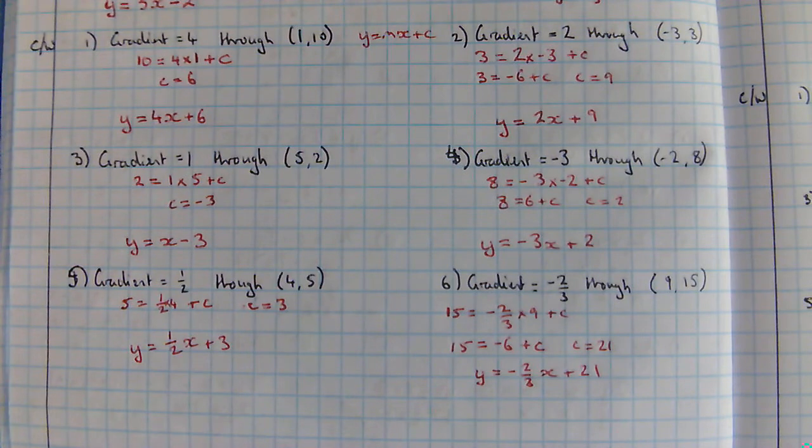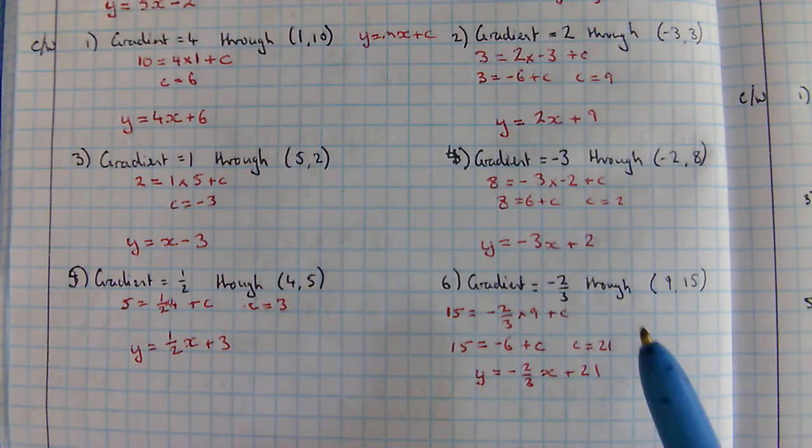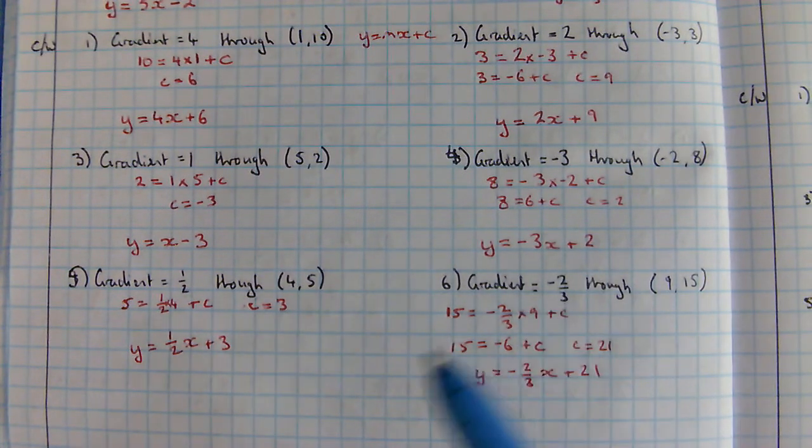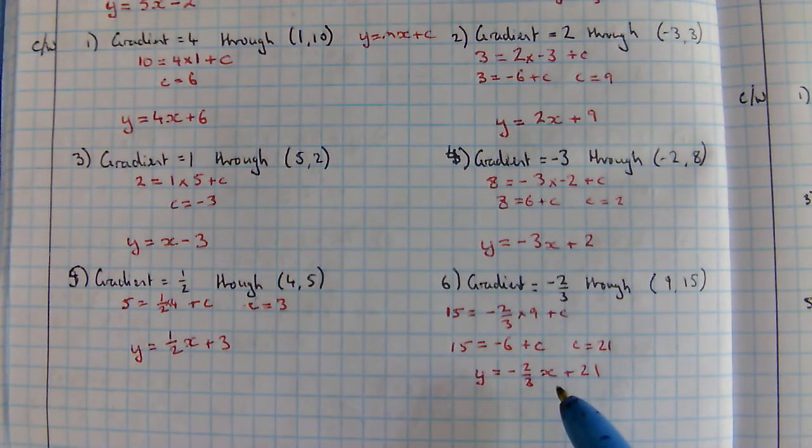Okay, so here are your solutions. You should have got y equals 4x plus 6, y equals 2x plus 9, y equals x minus 3, y equals minus 3x plus 2, y equals a half x plus 3, and a really difficult one down at the end, y equals negative 2/3 of x plus 21.